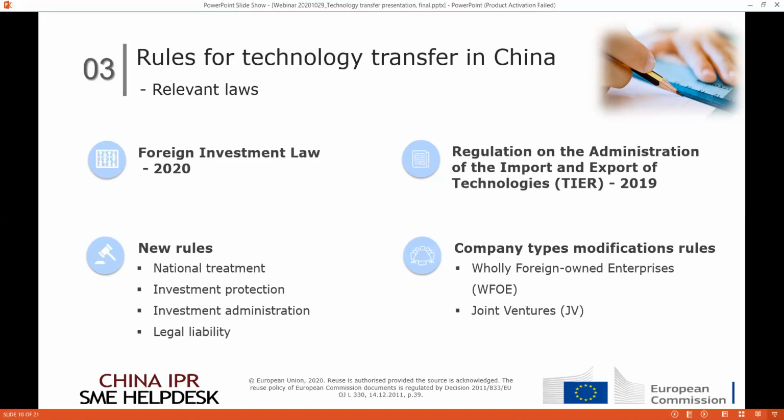Investment administration: this rule is combined with different rules that we will talk about later, such as the regulation on the administration for import and export technology. There are certain areas of investment that can be restricted and even forbidden, but we will see that in more detail with the next rule. It also establishes legal liabilities for those companies that fail to comply with the limits imposed, particularly with the company types. We will face legal liabilities.